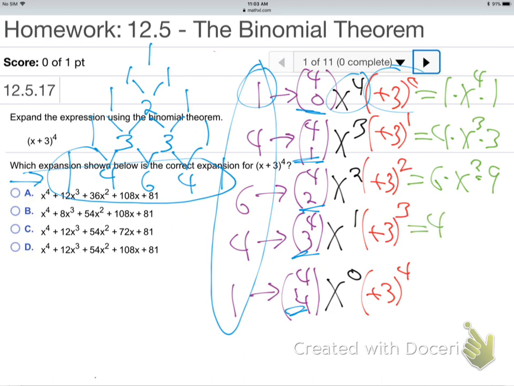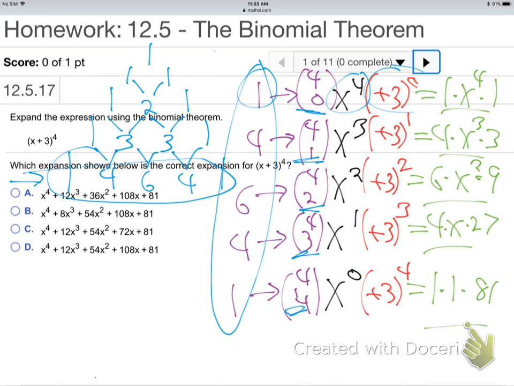This one's going to be 4 times x times 27, which is, I guess that's the 108 number. Yeah. And this is 1 times, oh, x to the 0 is not x, it's just 1, huh? Yeah, 81. And 81, so that's just your 81. There we go, there's the terms.